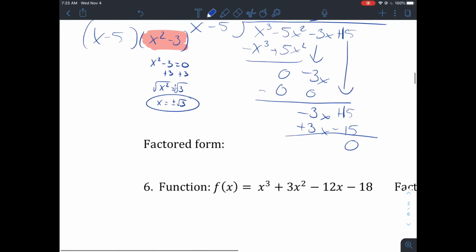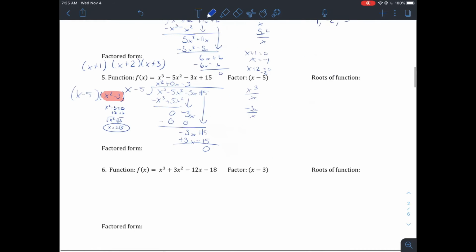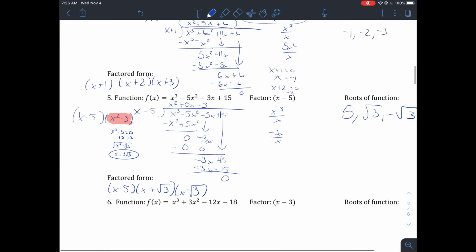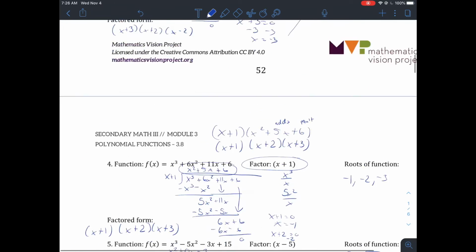All right. So then your factors here, now that you got your roots, we got all of our roots, which are going to be 5, root 3, and minus root 3. So then the factored form is going to be x minus 5, x plus root 3, and x minus root 3.